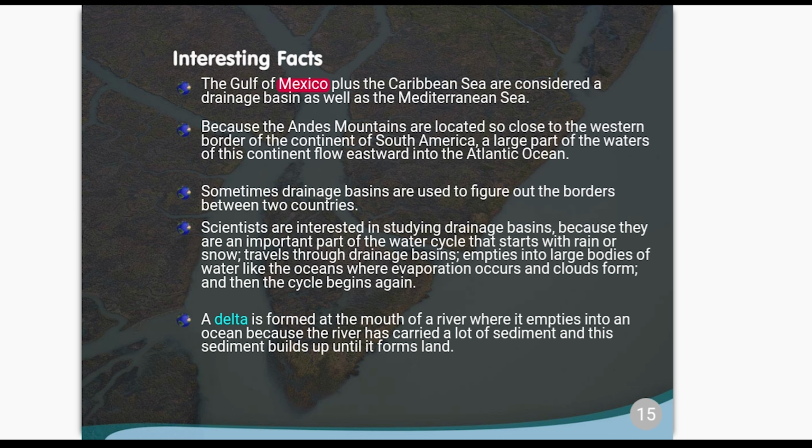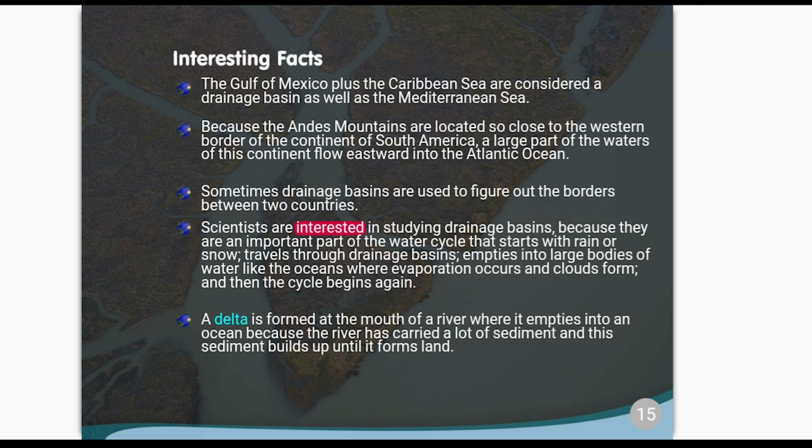The Gulf of Mexico plus the Caribbean Sea are considered a drainage basin as well as the Mediterranean Sea. Because the Andes Mountains are located so close to the western border of the continent of South America, a large part of the waters of this continent flow eastward into the Atlantic Ocean. Sometimes drainage basins are used to figure out the borders between two countries.